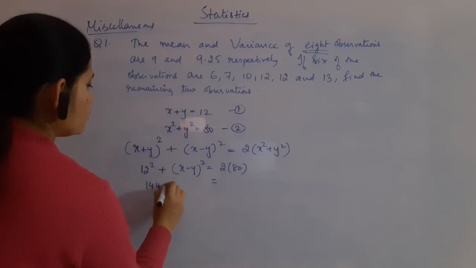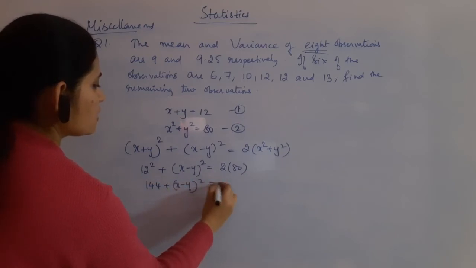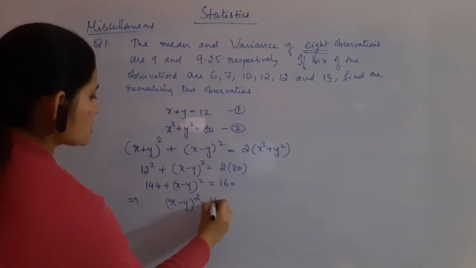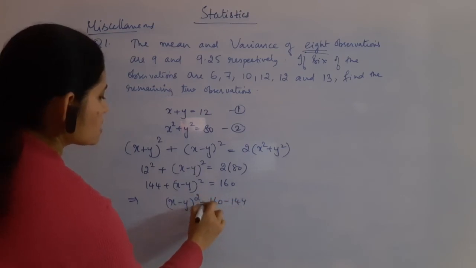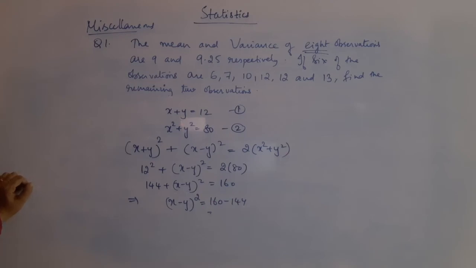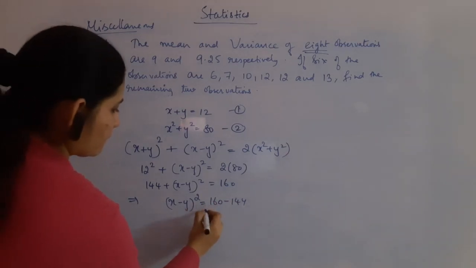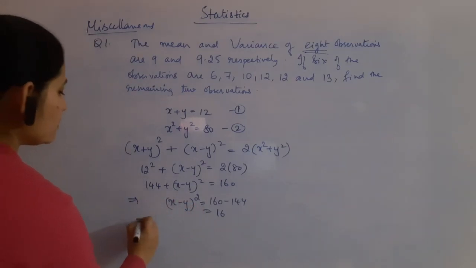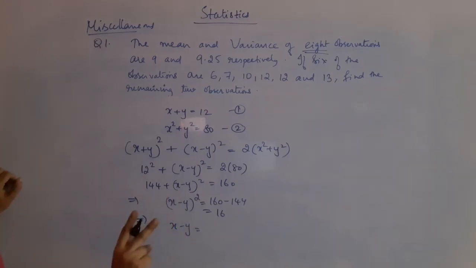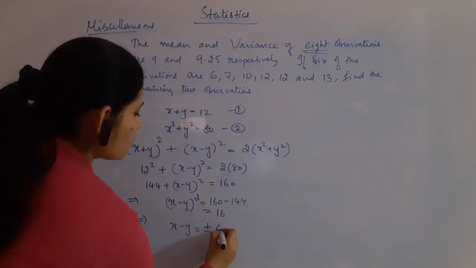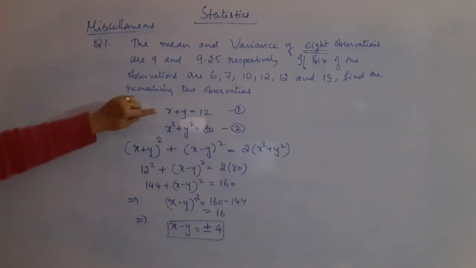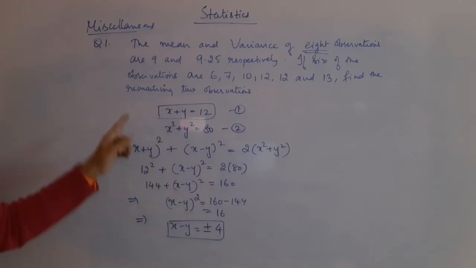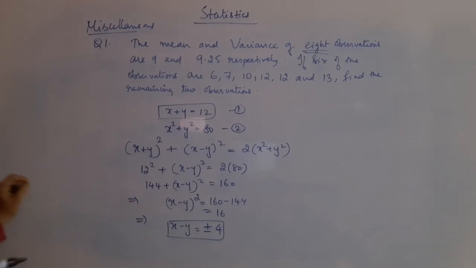So here you will get 144 plus x minus y the whole square is equal to 160, or x minus y the whole square is equal to 160 minus 144. How much are you getting? 160 minus 144? It is 16. Now you are getting x minus y the whole square is 16. Now when it is 16, what will be x minus y? You will actually have two values for x minus y, which is either plus 4 or minus 4. That means you have to solve x plus y equal to 12 and x minus y equal to 4, as well as x plus y equal to 12 and x minus y equal to minus 4 also.